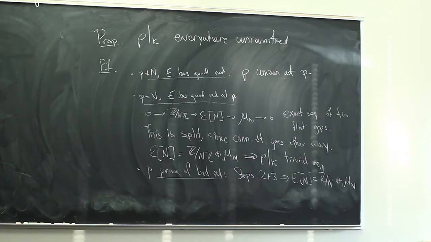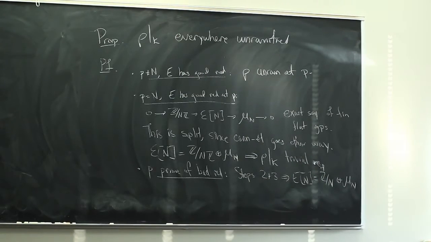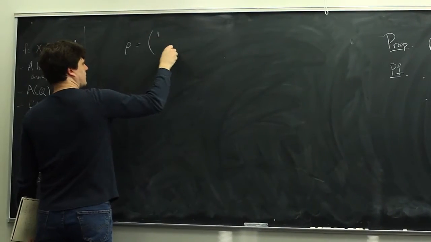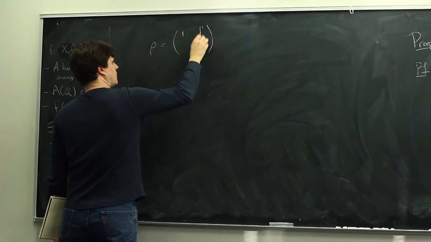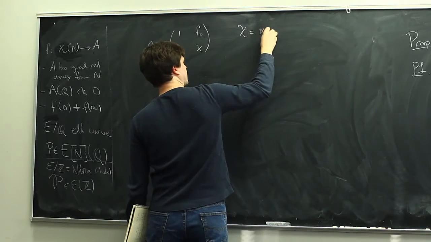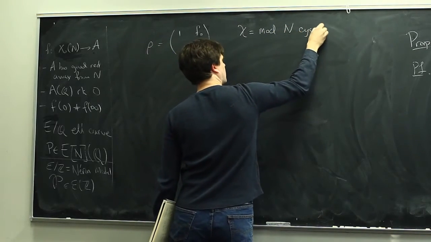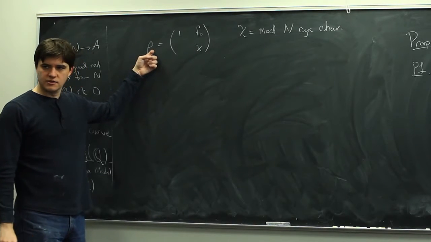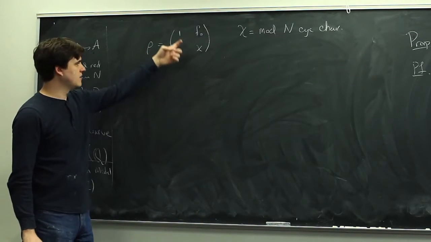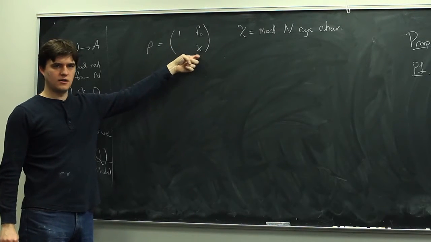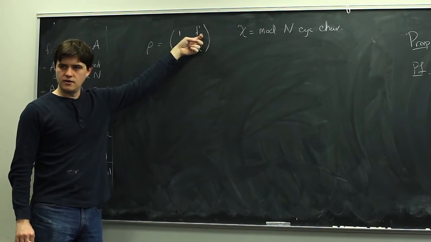So now we're just going to use the fact that this rho is very special to prove that it's pretty trivial, that it's split. So rho has the following form. Here chi is the mod n cyclotomic character. So, rho is the representation on the n torsion. So there's a rational point of order n, that means there's a fixed vector. That explains the first column. And the determinant is cyclotomic by the Weil pairing, so there's a chi here. And then there's just some other thing here, this f0.